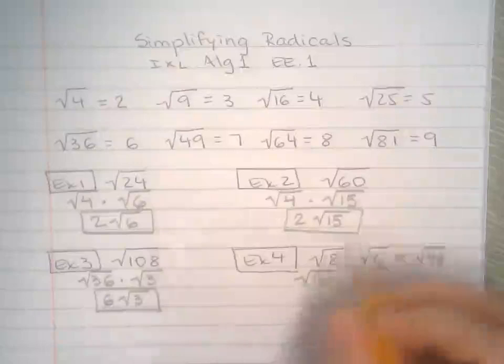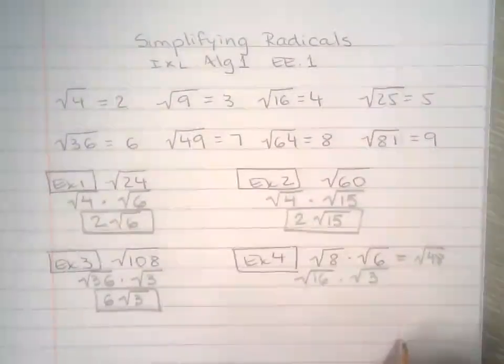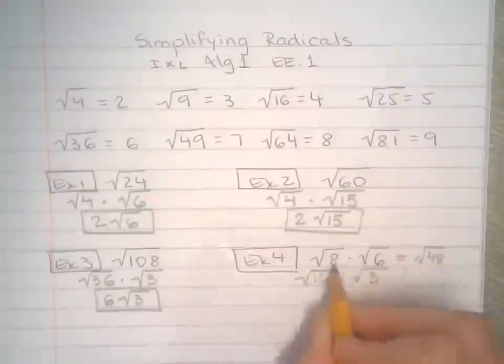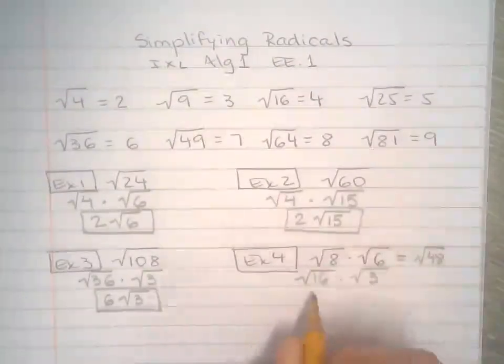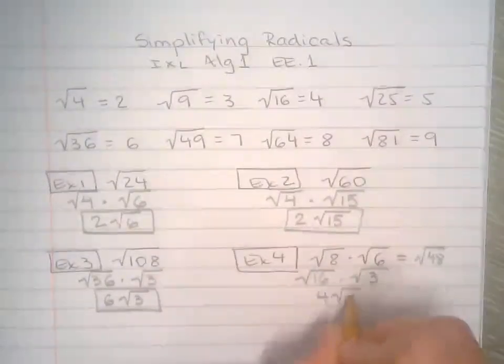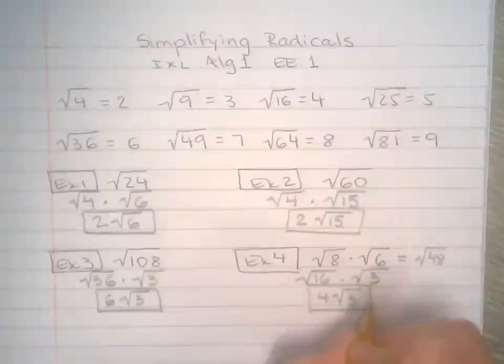So 16 times 3. 16 times 3 is 48. And 48 is the same as 8 times 6. Take the square root of 16. You get 4. You can't simplify square root of 3.